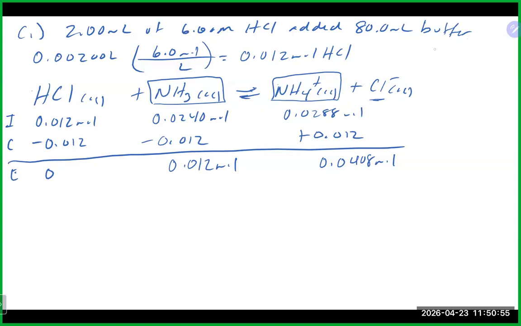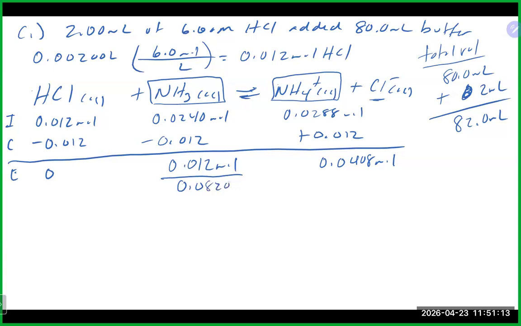Our total volume this time around, though, is we had 80 mL of our buffer. We added 2 mL of our acid. That gives us 82 milliliters as our total volume. So we're going to divide by 0.082 liters, again converting from milliliters into liters. We'll see how we did. We're going to end up with 0.1463 molar for NH3.